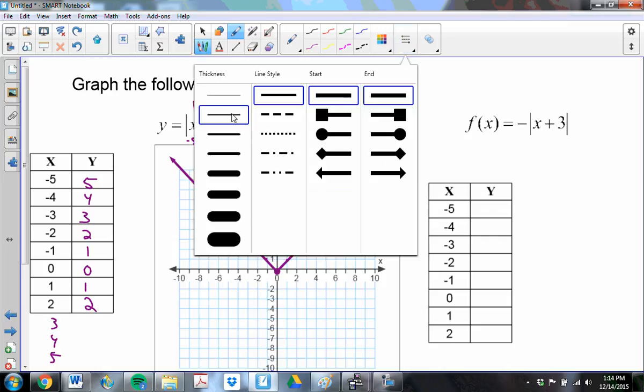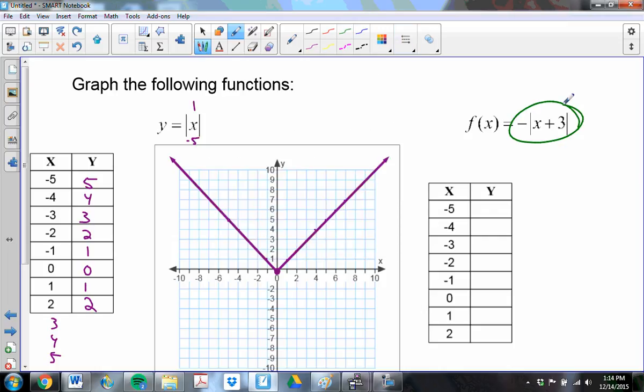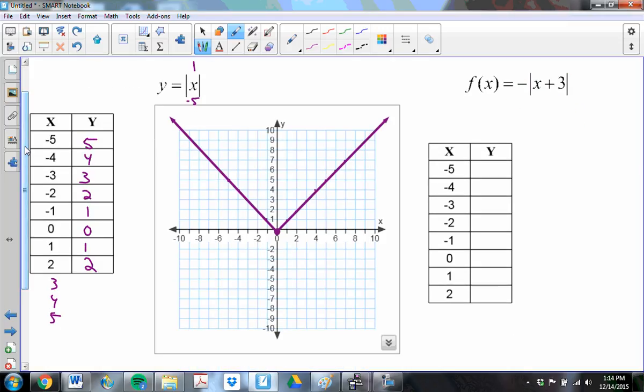So here's another example. This has some more stuff for me to play with, a negative and an x plus 3, but I'm still going to plug in the same numbers, the numbers from negative 5 to 5. Always plug in numbers from negative 5 to 5. I plug in negative 5. Negative 5 plus 3 is negative 2. The absolute value of negative 2 is 2, so it becomes negative 2. I plug in negative 4. Negative 4 plus 3 is negative 1. The absolute value of negative 1 is just 1, so it becomes negative 1.